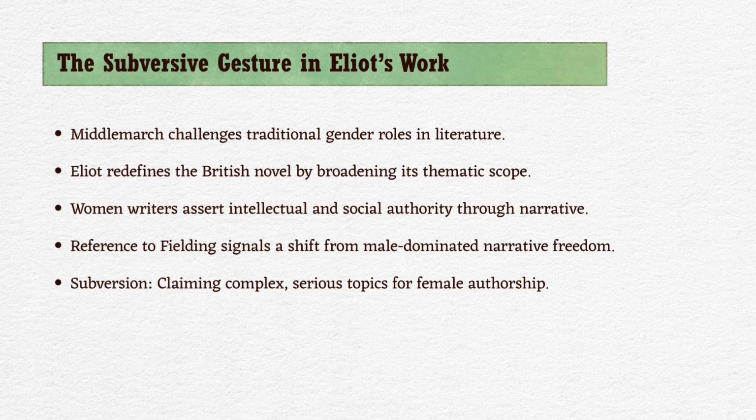But Eliot uses this reference to reposition herself. She suggests that the novel has evolved and that it is no longer confined to the adventurous tales of men, but has expanded to include careful unraveling of human lives, particularly lives shaped and limited by social structures. Through Middlemarch, Eliot shows that women writers too can claim the right to address serious, complex subjects like politics, science, religion, and reform, areas traditionally excluded from what was considered women's writing.